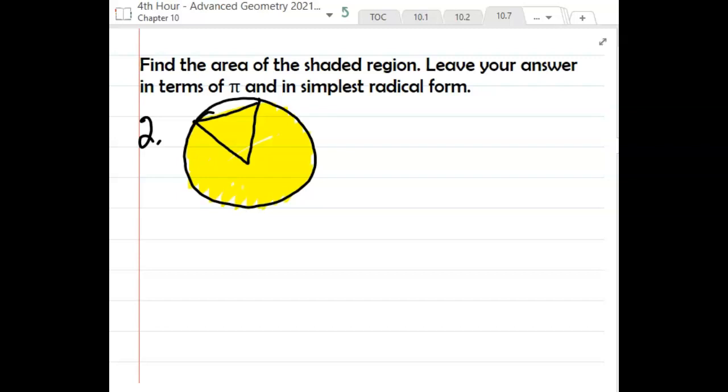Okay, so we can find the area of the whole circle and subtract the area of the segment, which sounds simple. But to find the area of the segment, I'd have to find the area of the sector and the area of the triangle, and I'd have to take the area of the sector minus the area of the triangle to find the area of the segment. Then I would do the area of the circle minus the area of the segment, right? Okay, that's totally doable. That's what I did in my notes.